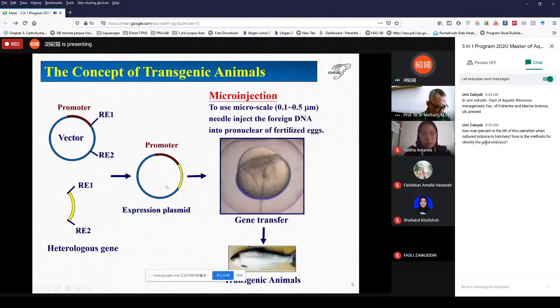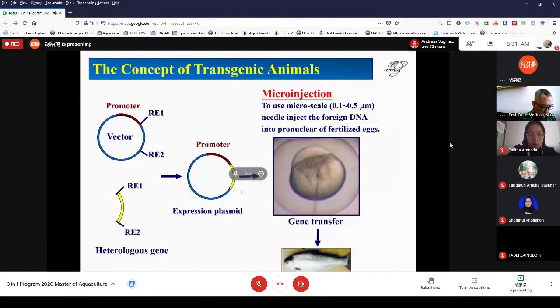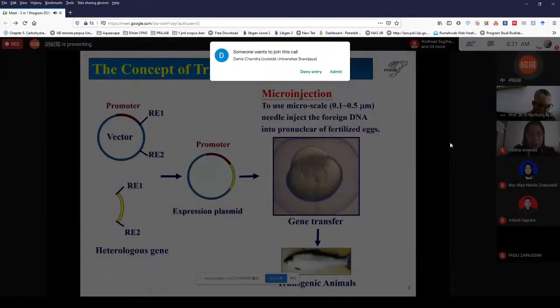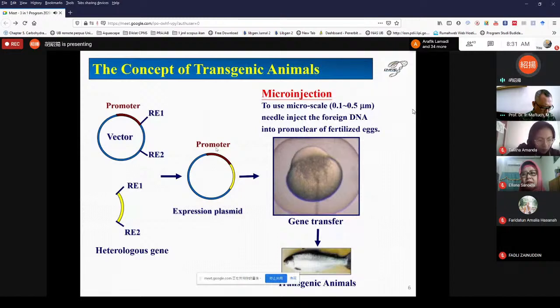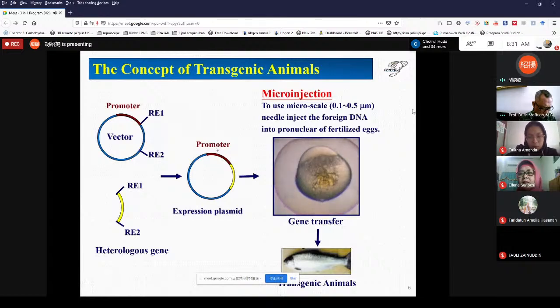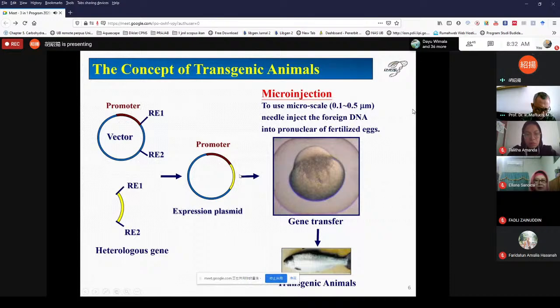You get the expression plasmid. In the expression plasmid, you can use a promoter to trigger gene expression. The most important part of gene expression is the promoter. If the promoter is a strong promoter, then your target gene can express strongly. And sometimes the promoter may be a tissue-specific promoter, so it means your target gene can express in certain tissues. If the promoter is a muscle-specific promoter, it means your gene can express only in muscles.